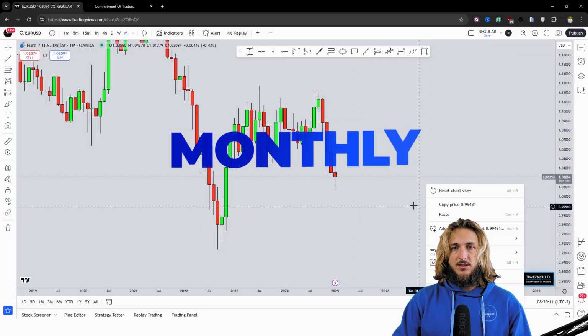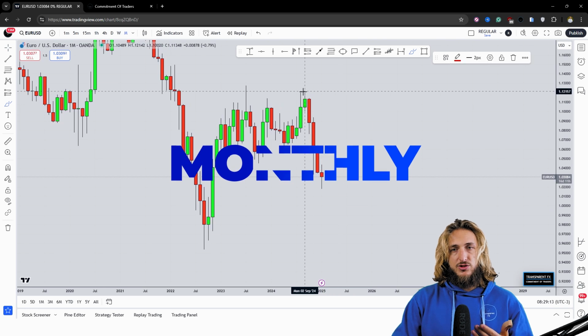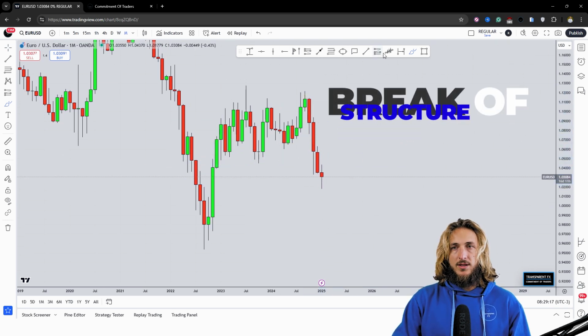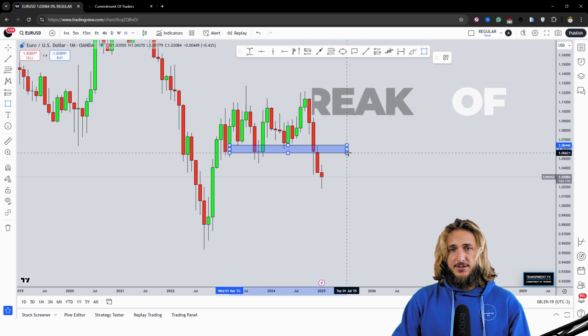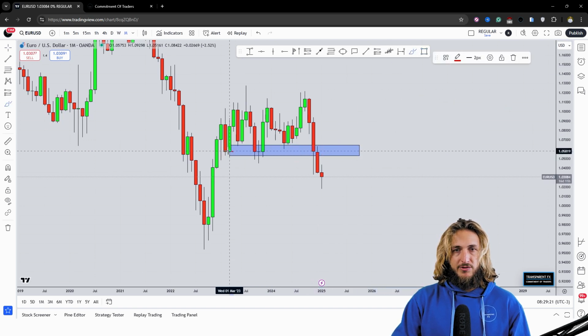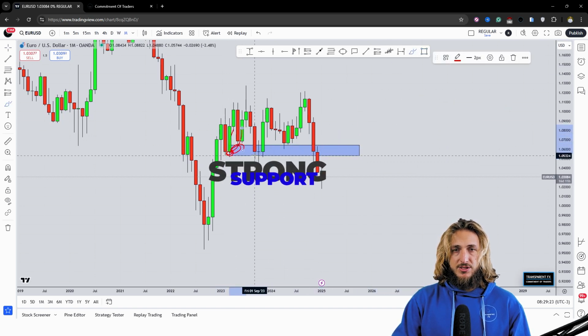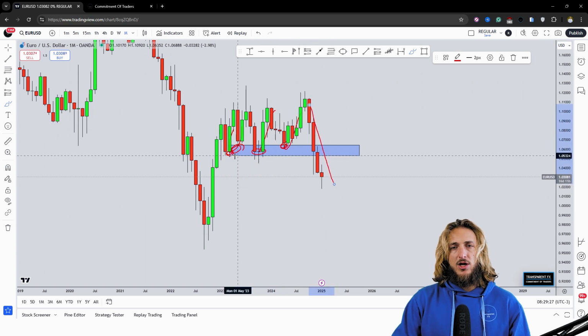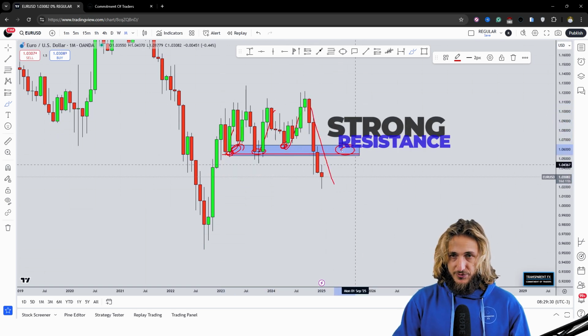Starting here from the monthly time frame, what we can see is that the market has just created a massive impulse to the downside, breaking below a quite important structure level. This zone, in fact, was acting as previous support, starting from here, preceding all these rejections to the upside. And now that the market has broken below the level, all this previous support has turned into resistance.